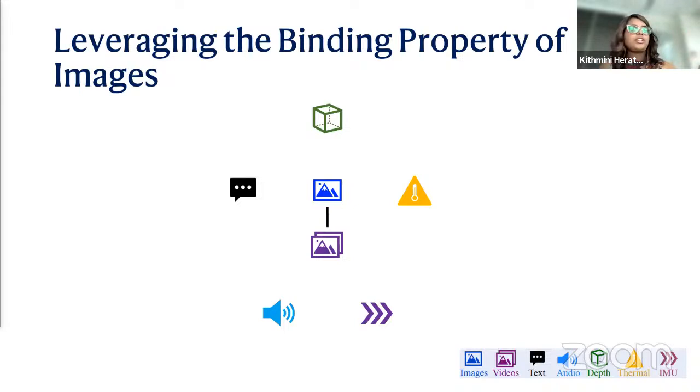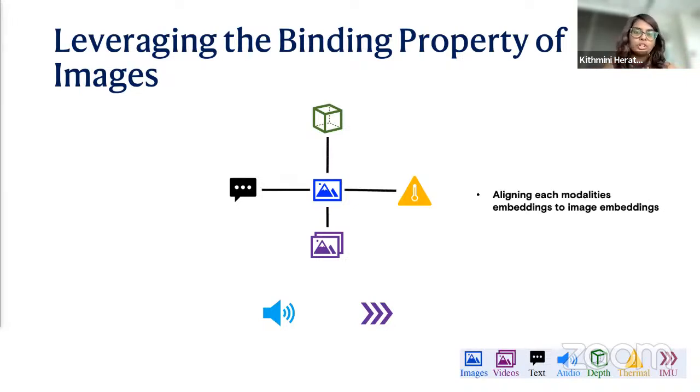IMU stands for inertial measurement unit signals. They have accelerometer and gyroscope signals, which give you the acceleration across the 3 axes, and also the pitch, roll, yaw, which is the angular acceleration. So it's like 6 sensors. So now you have your images and you have all these other data.